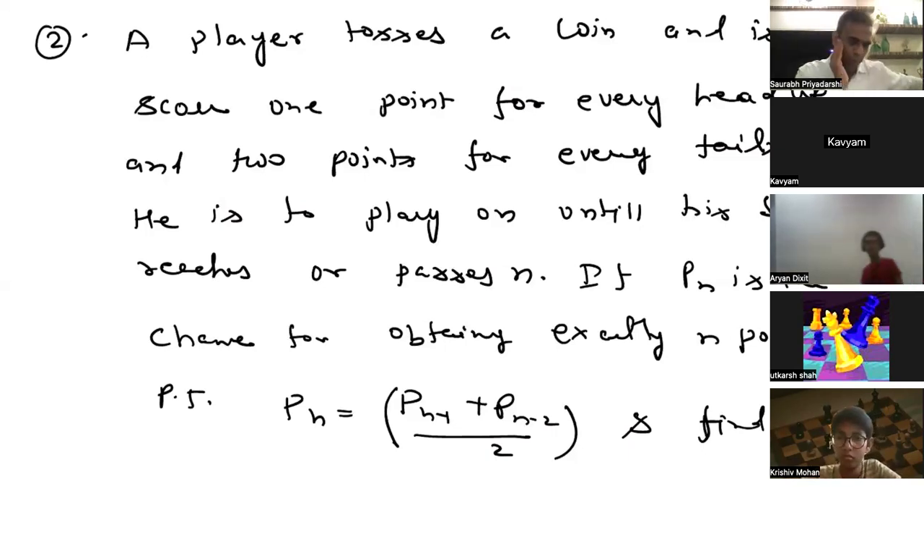Yes, equiprobable. If it's not given, then assume equiprobable. Both have the same chances, which means each comes with probability half. Head or tail must have probability half. Exactly n points we have to get. Sir, done. Very good.